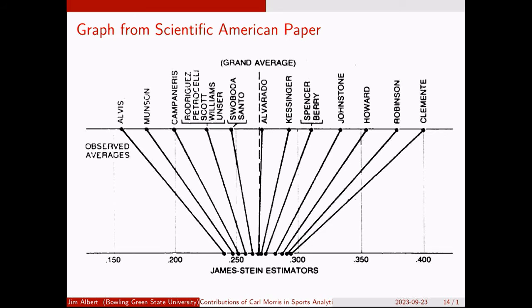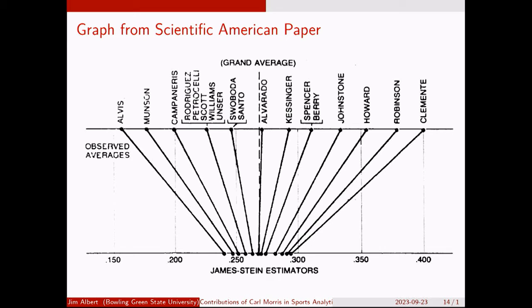Okay, so here's a nice graph from their paper. Along the top, you see the observed batting averages. You see Roberto Clemente on the right and Max Alvis on the left. His batting average was .160, which was pretty bad.